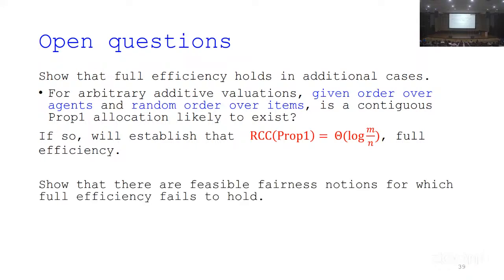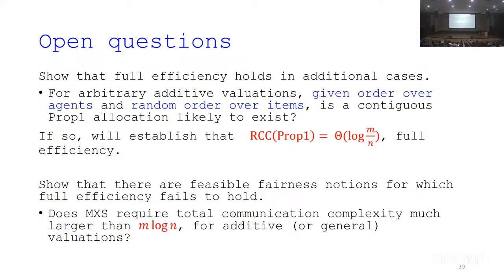Perhaps the more interesting question is the other direction. Show that there are feasible fairness notions for which you don't have full efficiency, that the fact that the input is distributed over items causes a problem for you. In fact, I don't know of an example for this. So a concrete thing to try is for MXS, does it require, let's say, with the communication complexity never needing to be more than, okay, the description complexity of an allocation is never more than m log n. Is the communication complexity larger than m log n? For additive valuations or even for general valuations, can you show that you need more than m log n communication? So that's another open question.